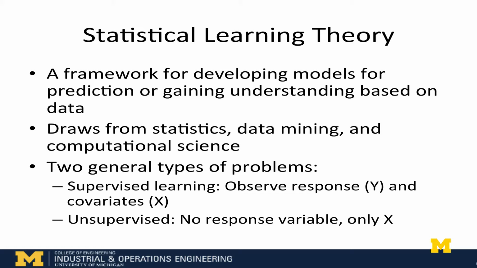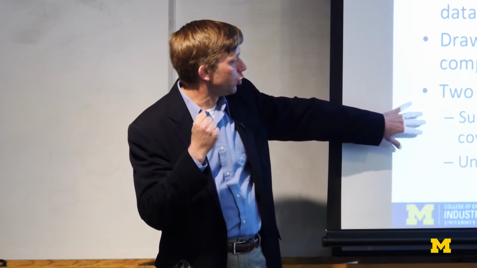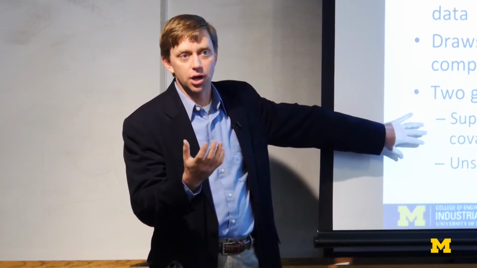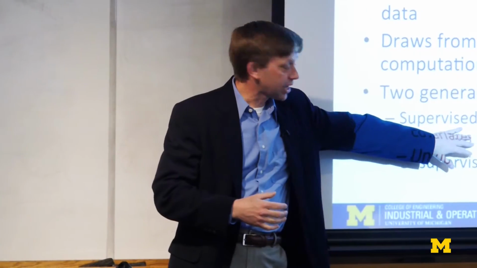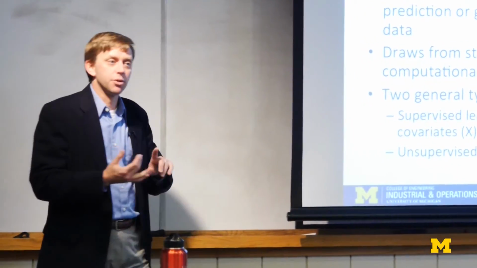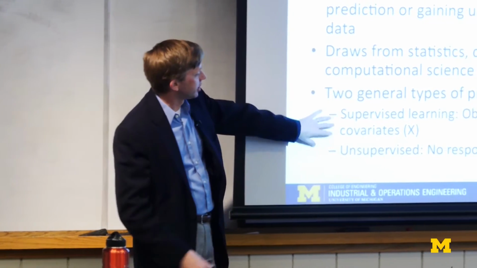And there's really two general types of problems. Supervised learning, where we have a response variable that we're trying to model or predict. So for example, I might be trying to estimate the number of tropical cyclones occurring in the Atlantic Basin in a given year. And then I've got some covariates, x, which I observe or estimate, things like sea surface temperatures and AMO and NAO and ENSO signals and things like that.